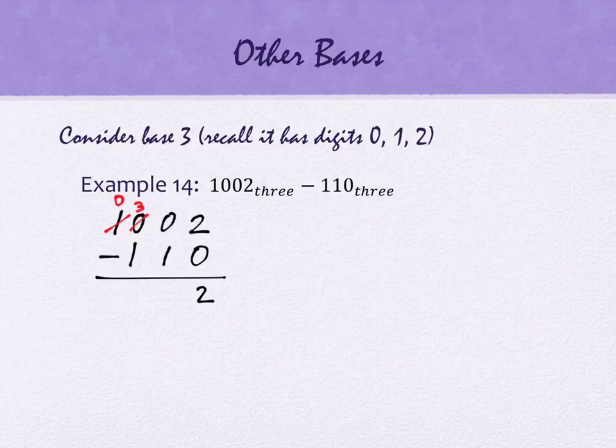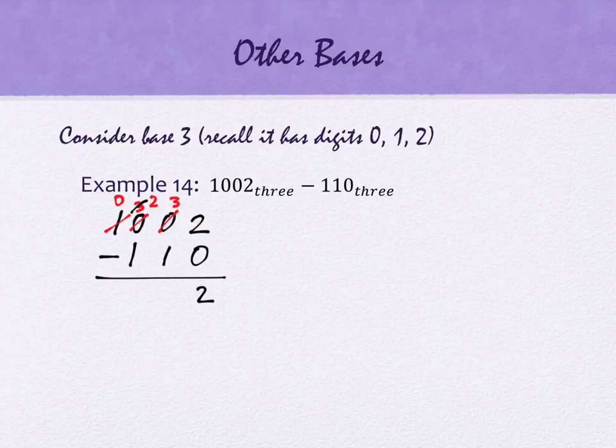And that's all well and good, but I actually need to borrow from that 3 as well, because the 0 just next to it in the 3's column is 0, and I need it to be something. So we're going to cross this 3 out. It'll make it a 2, and this 0 will become a 3, because when I borrow in base 3, I borrow 3. So that's all the borrowing that I need to do, and I can actually do my subtraction now.